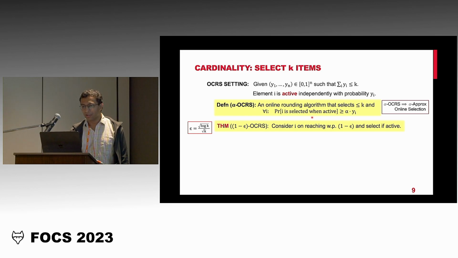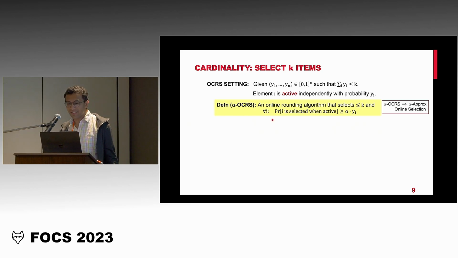Good. So the claim that I'm making right now is for multiple item selection when k is large. Remember, earlier we were talking about k equals 1. When k is large, you can actually get an approximation ratio which is getting very close to 1. So you don't even have to lose a constant factor. The approximation ratio starts approaching 1 as k increases.